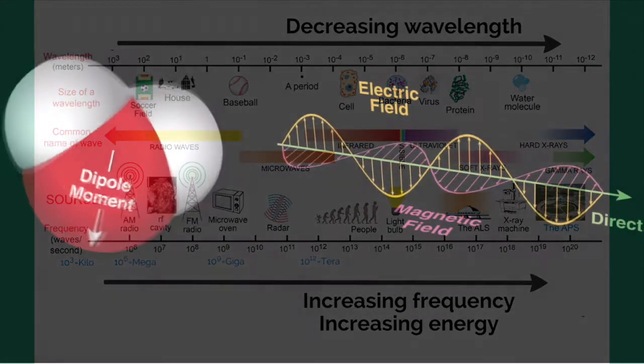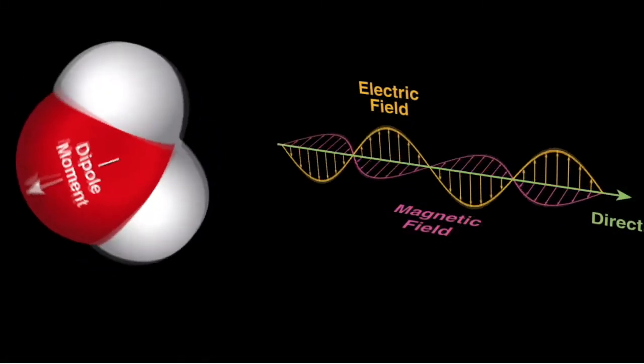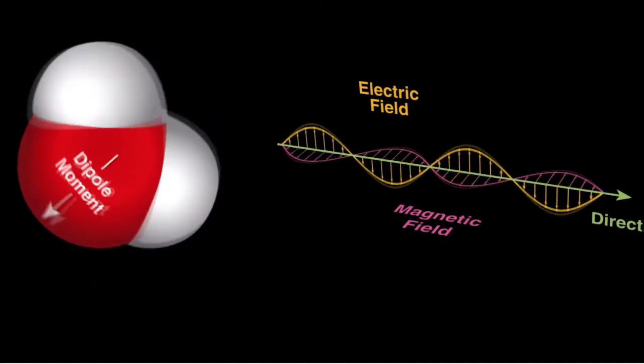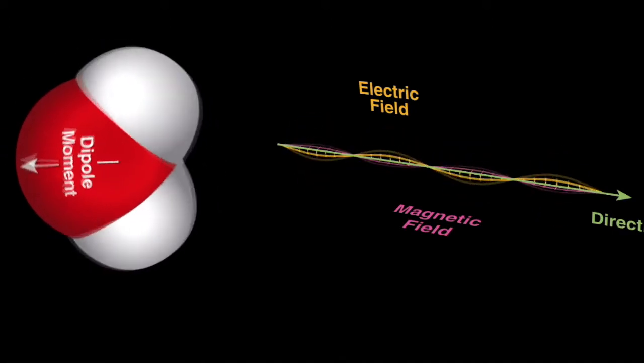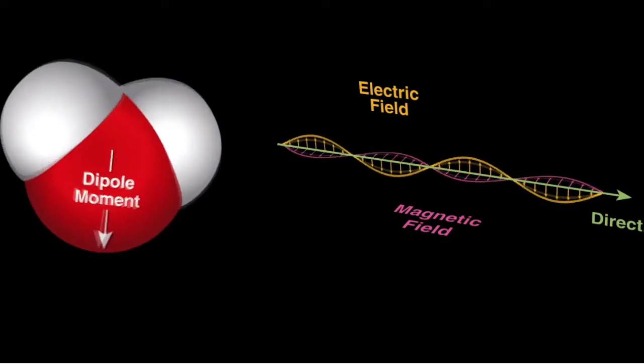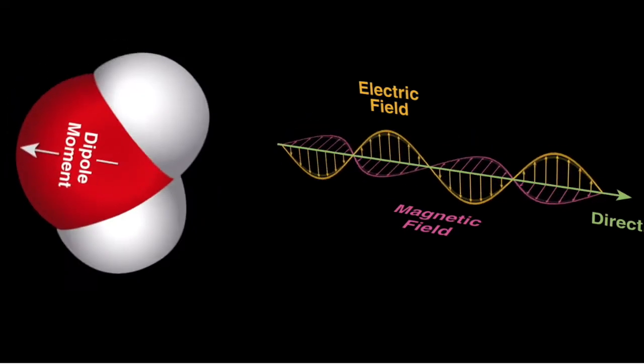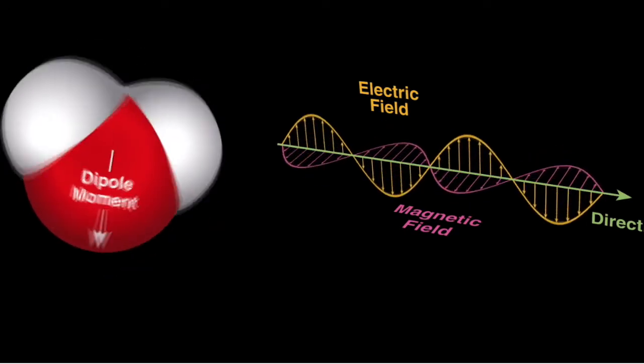It turns out that the rotational vibration frequency of water molecules matches the frequency of microwaves. Thus, when microwaves strike water molecules, they resonate with the water's rotational frequency. This makes the water molecules shake faster, and thus heat up.